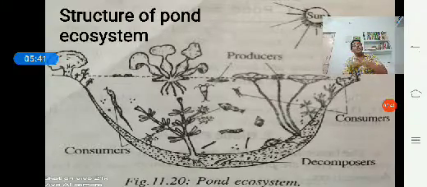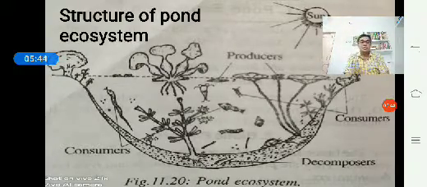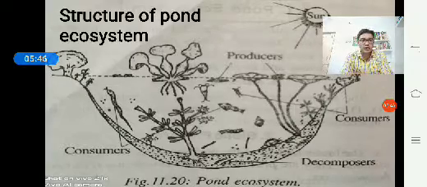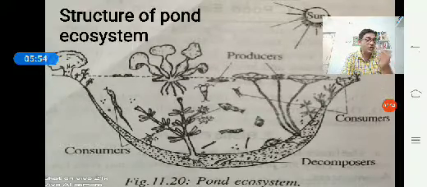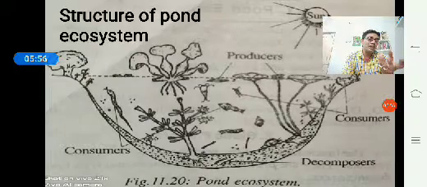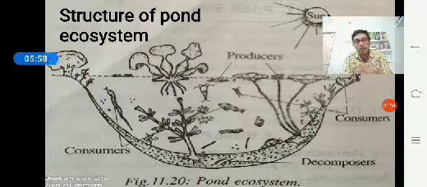In the structure of the pond ecosystem, the biotic components are: which are the plants able to lead a life in a pond, which are the animals that lead a life in a pond, and which are the decomposers.